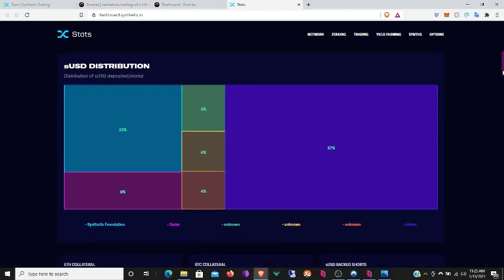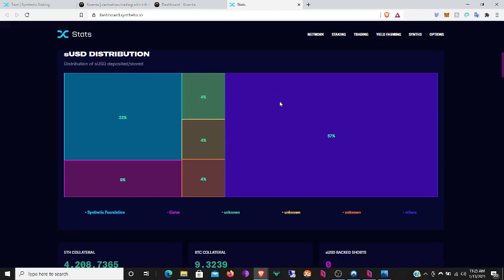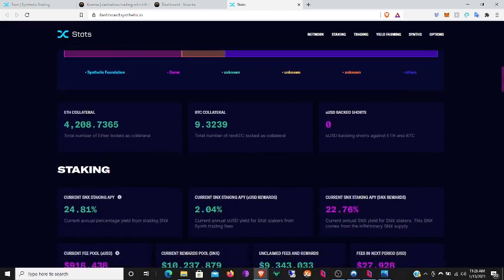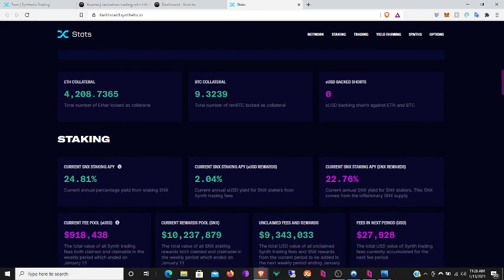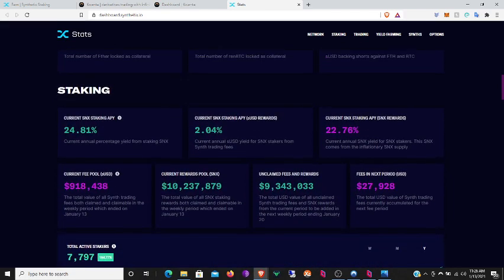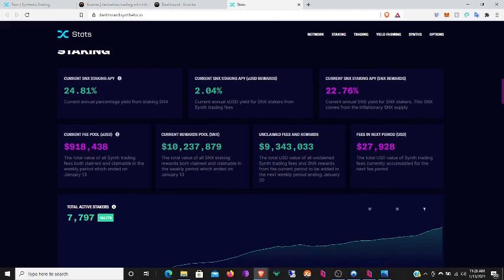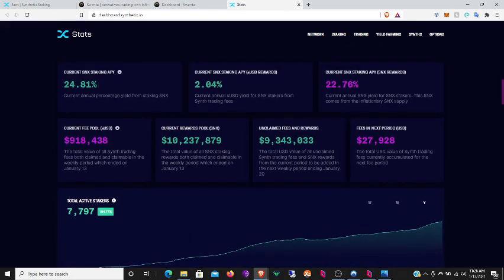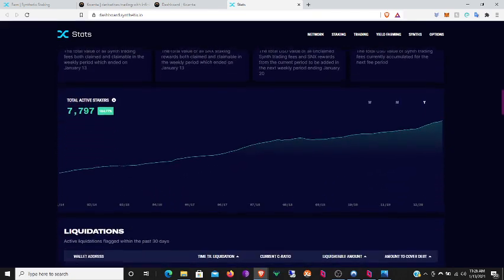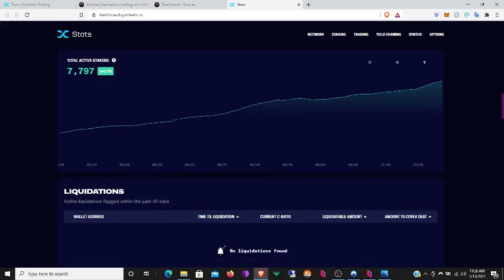We have sUSD distribution here. You can go ahead and see where we have it. We have it in Curve, Synthetix Foundation, and others, a lot of others. ETH collateral, BTC collateral, staking, current SNX staking APY is at 24%. Here you can get all the info you need.